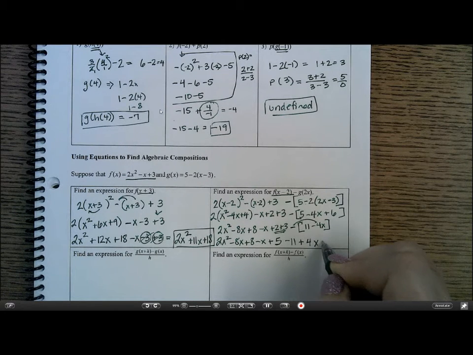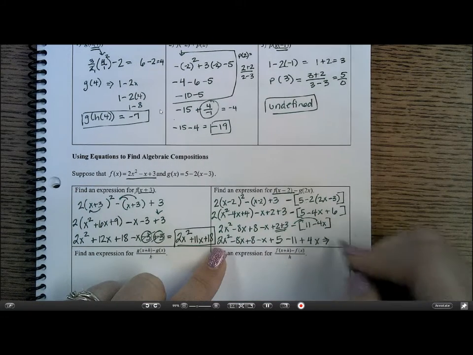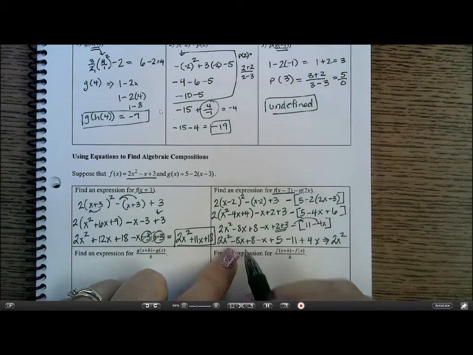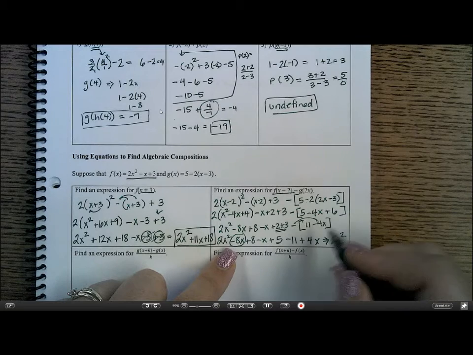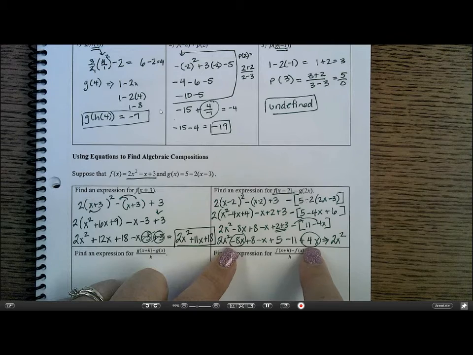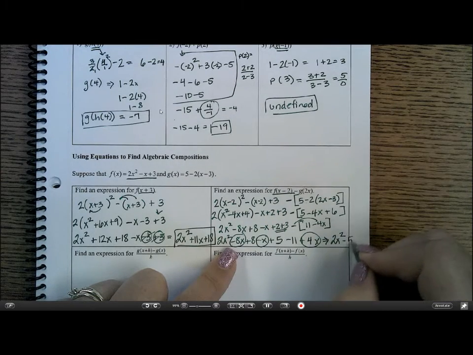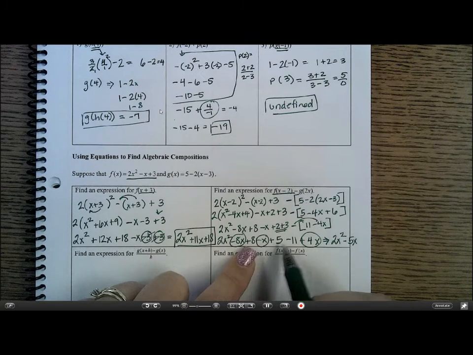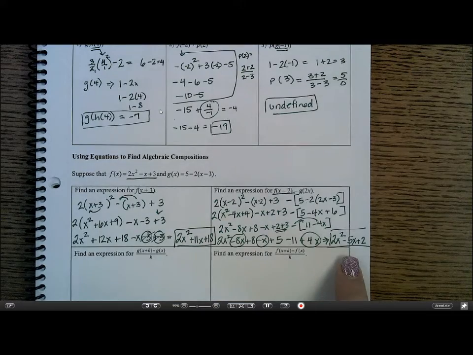And so let's just go ahead and simplify that. I've got 2x squared, negative 8x, and positive 4x is negative 4x, and I have a negative 1x, so it's going to be negative 5x. And then I have an 8 and a 5 is 13. 13 minus 11 is 2. And that's what you should end up with.